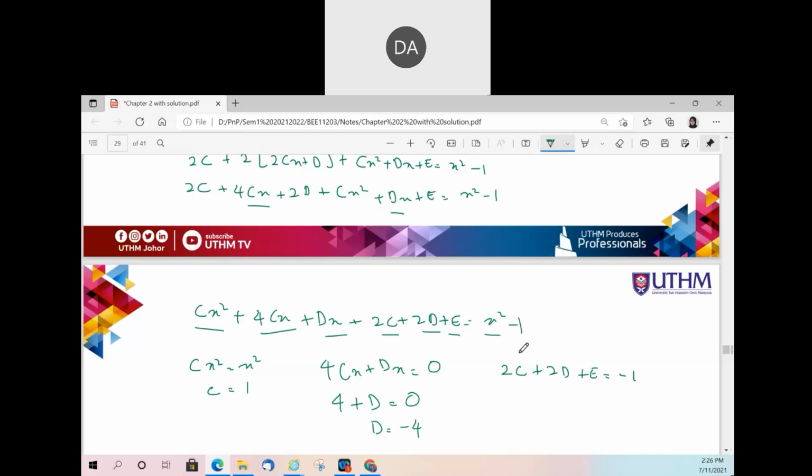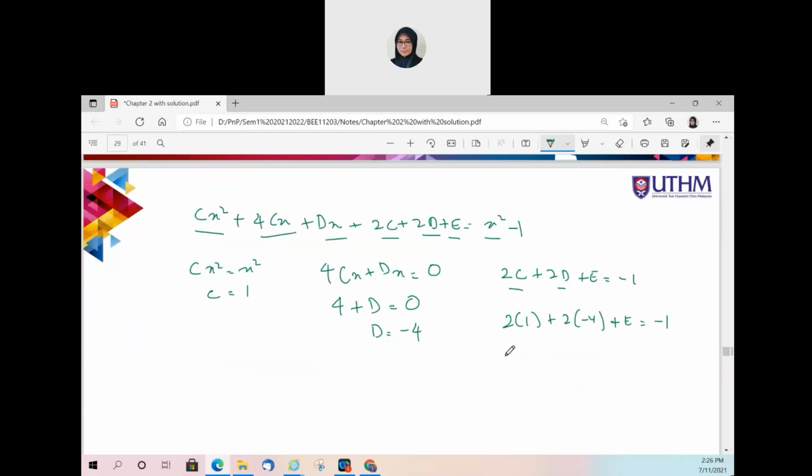Okay. Negative 1. Then you already have C and D. We just replace here. C equals 1. So 2 times 1 plus 2 times minus 4 plus E equals minus 1. Here you have 2 minus 8 plus E equals minus 1. Minus 6 plus E equals minus 1. E equals 5.